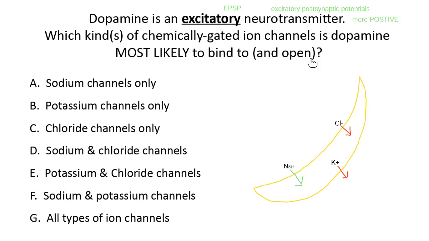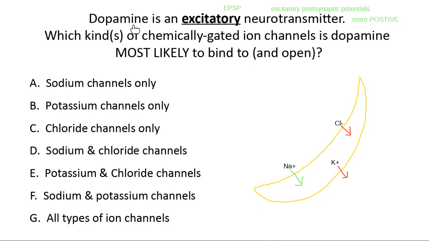So the one ion that when it moved made things more positive was sodium. Sodium brought its positive charge inside. Because of that, when I open up a chemically gated channel for sodium, I'm going to get excited. I'm going to get more positive. That's going to make me want to talk to my neighbors. So dopamine is one example of a neurotransmitter, a chemical, that attaches to a chemically gated sodium channel. When it attaches to the chemically gated sodium channel, the inside of the cell gets more positive.